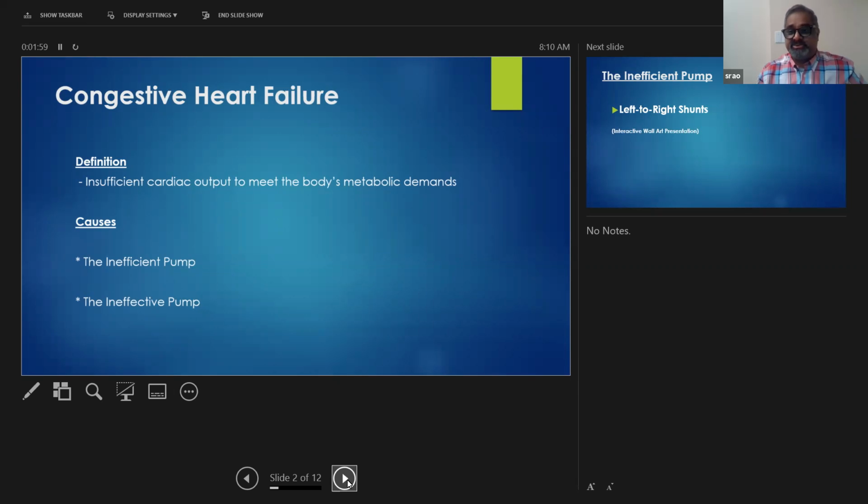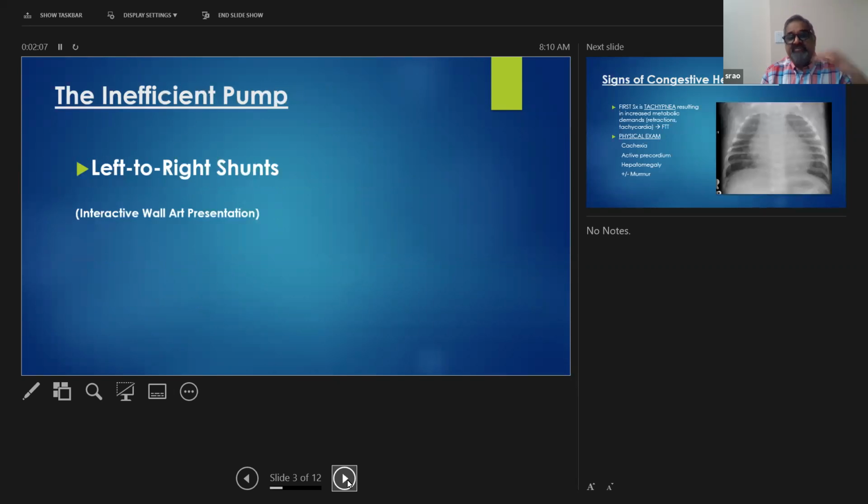I was actually going to draw you guys some examples, but I think maybe we can talk them through here. So the first example is what we call left to right shunts, right? Since there's only really two that cause congestive heart failure in children, I can talk to you about that without having to go through this. So think of one as being a VSD, and that's going to be the most common inefficient pump.